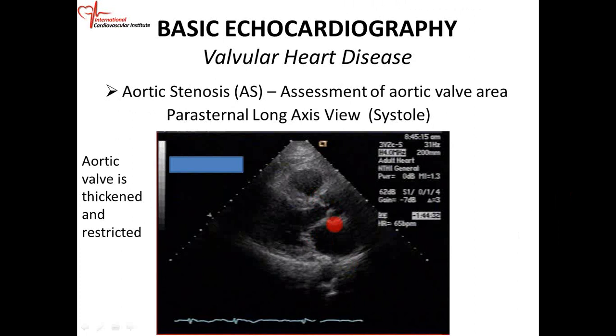There are more things you have to do to confirm your suspicion, but just looking at it, it looks as if they have aortic stenosis. Thickened aortic leaflets, it's not opening to its full extent.